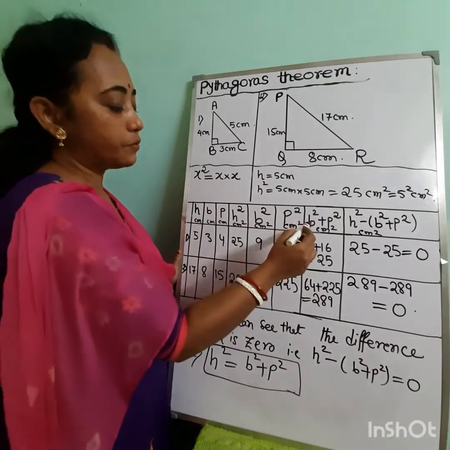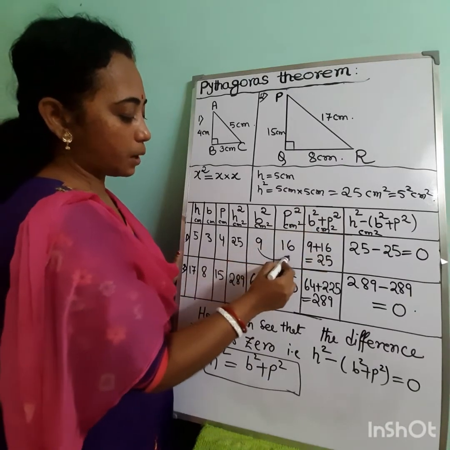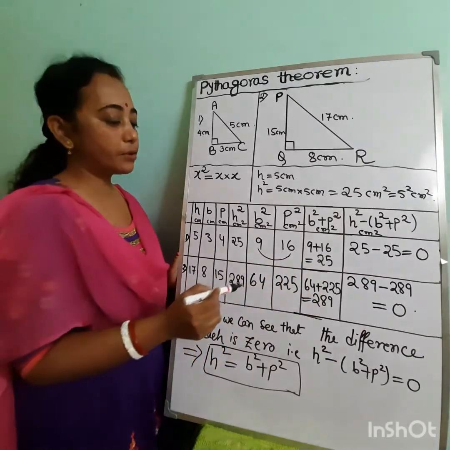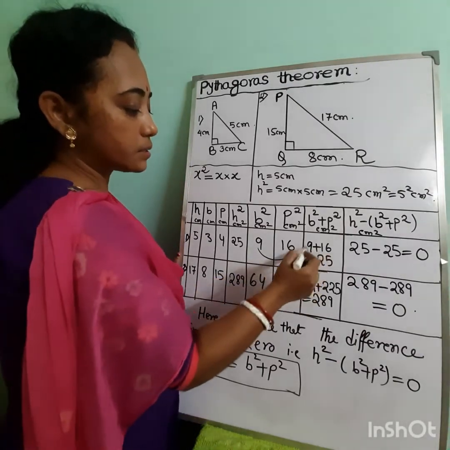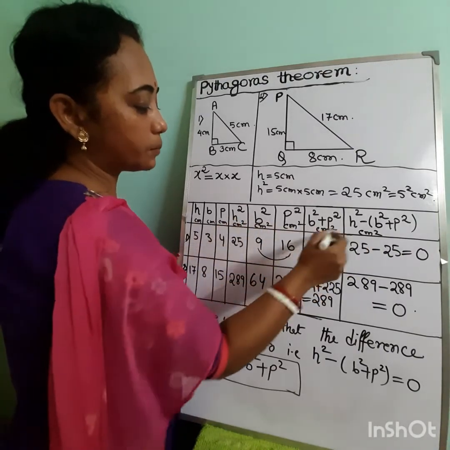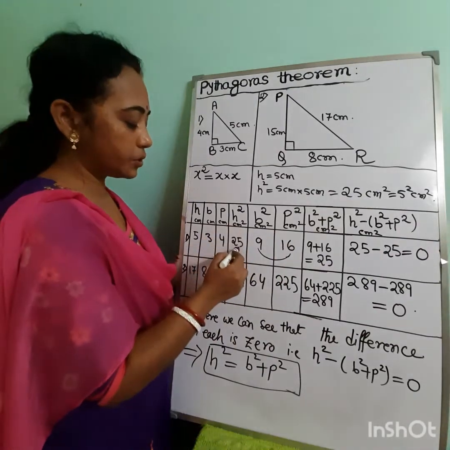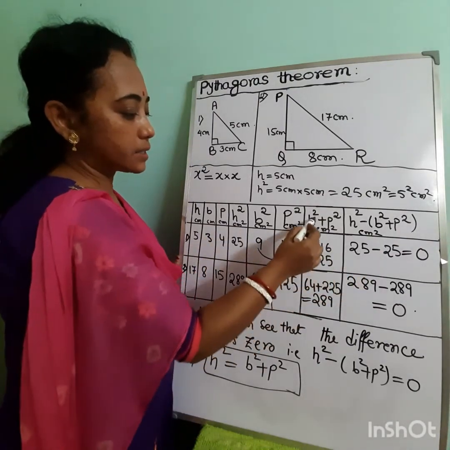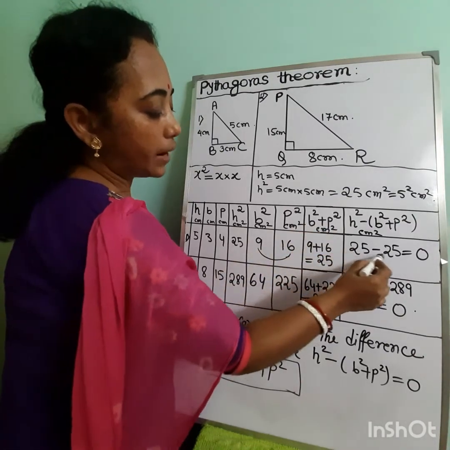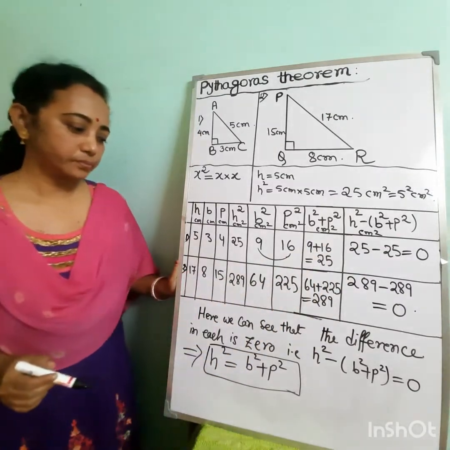Now, after that we will find the sum of base square plus perpendicular square. So, this two sum, 9 plus 16, it is coming here 25. After that we will find the difference between the hypotenuse square and the sum of this base square and perpendicular square. So, here already hypotenuse square is 25 and the sum of perpendicular square and base square is 25. So, after we find the difference of them, it is coming here 0.